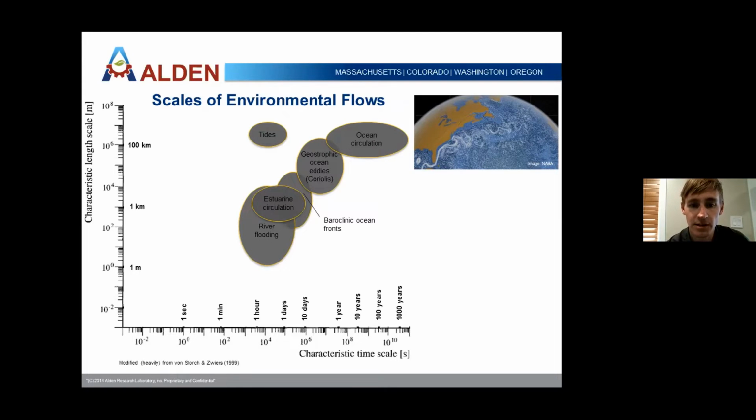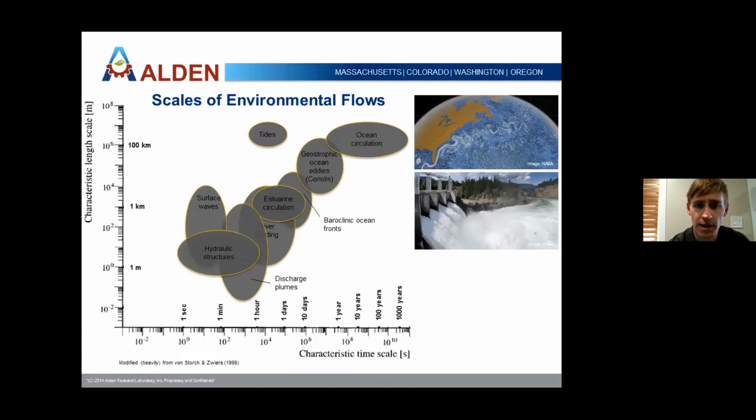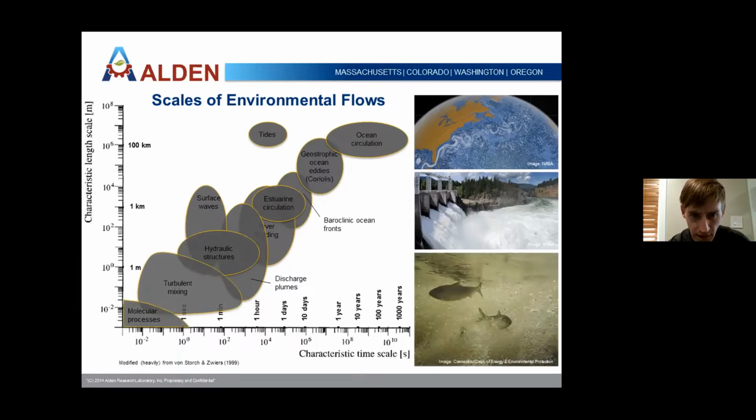If we move to smaller scales on the order of hours to days, we're starting to get into the realm of engineering applications. So we're talking about hours to days, tens of meters to kilometer scales. So river flooding, estuarine circulation. If we move down to smaller scale processes, now we're really getting into engineering interests, surface waves, hydraulic structures, discharge plumes. So we're talking on the order of seconds to hours and centimeters to kilometer scales.